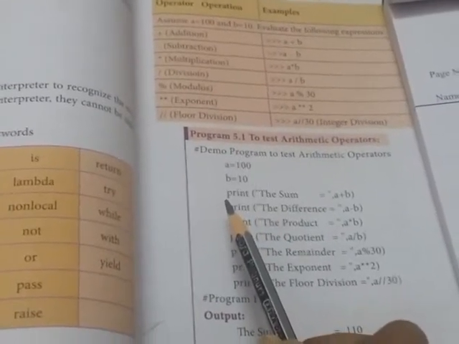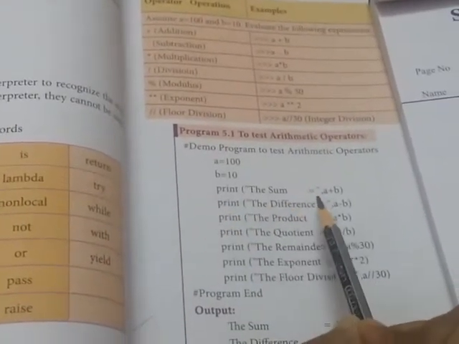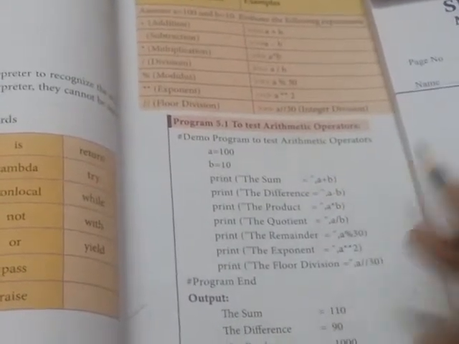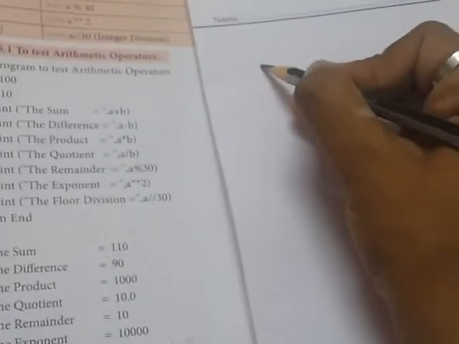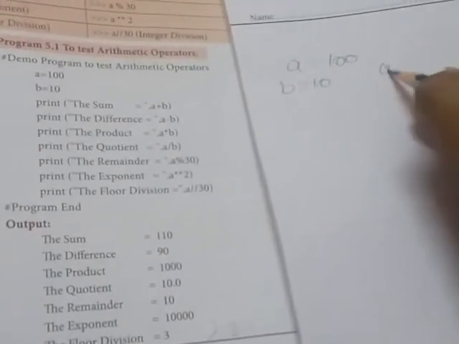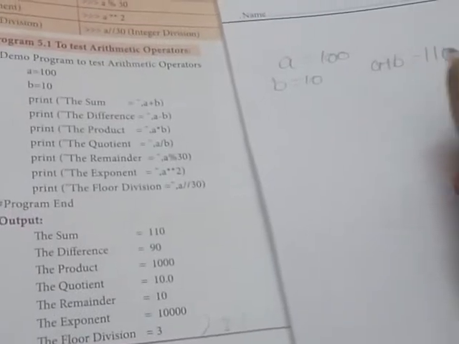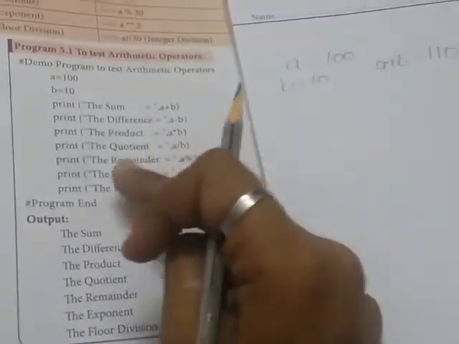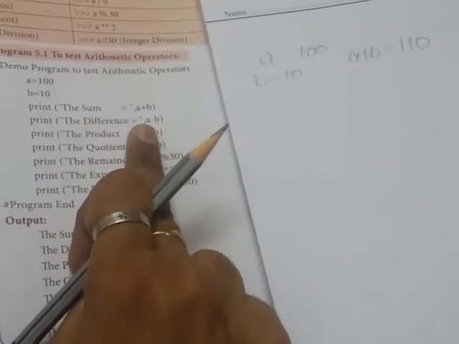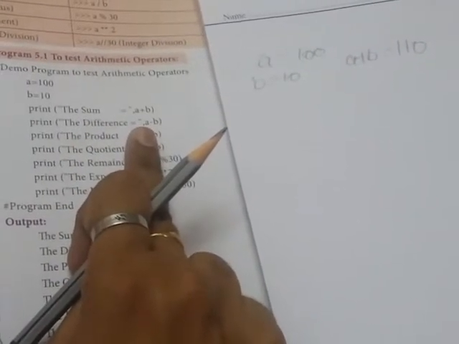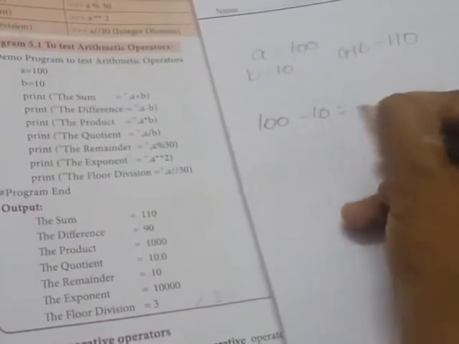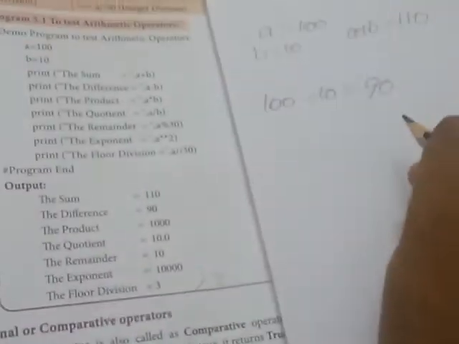First of all, we print the sum equal to A plus B. So we add A and B. We know very well the value of A is 100 and the value of B is 10. So A plus B equal to 110. Then the second one is the difference equal to A minus B. So 100 minus 10 equal to 90.